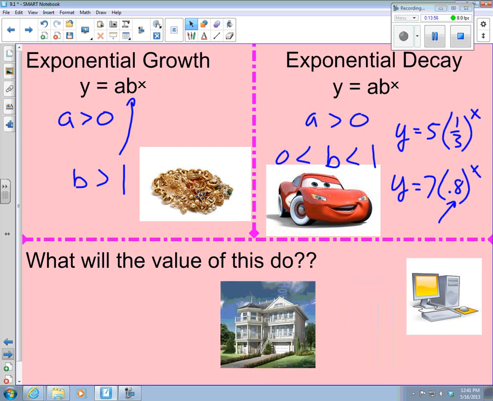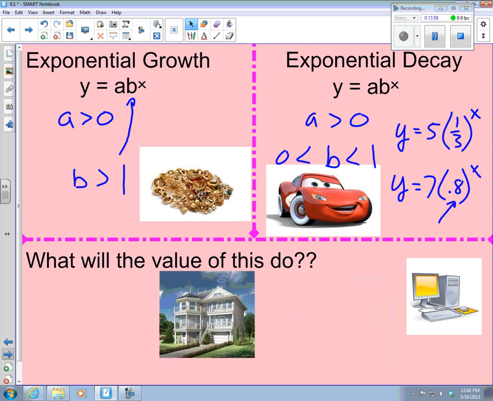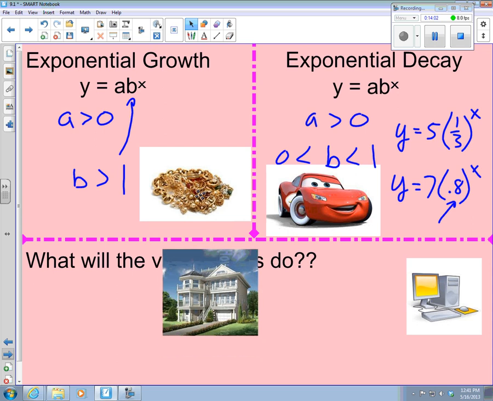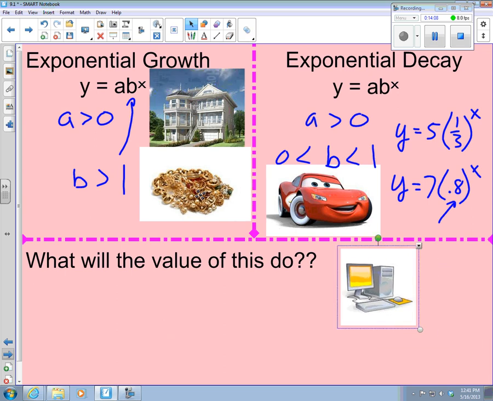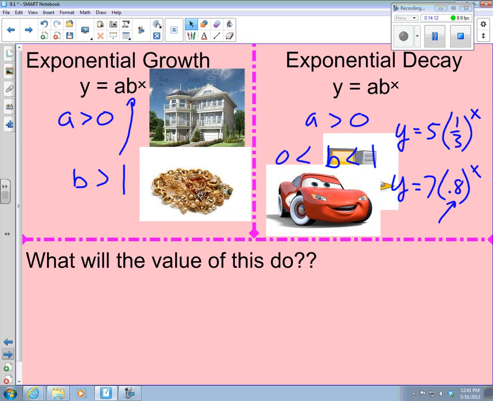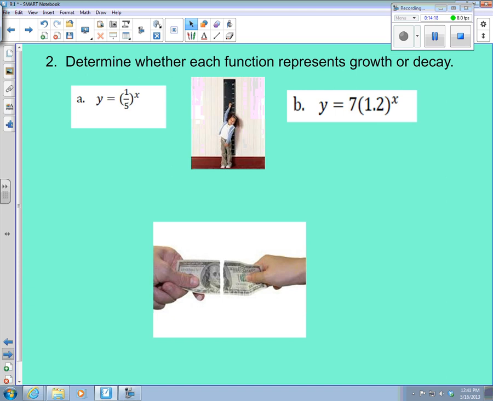For the most part, housing, when you buy a house and sell it in 30 years, the price has gone up quite a bit. Housing is usually an example of growth. And the value of your computer, well, you know this. It's not worth half as much the next year. So that also is an example of decay. So growth and decay. Determine whether each function represents growth or decay.